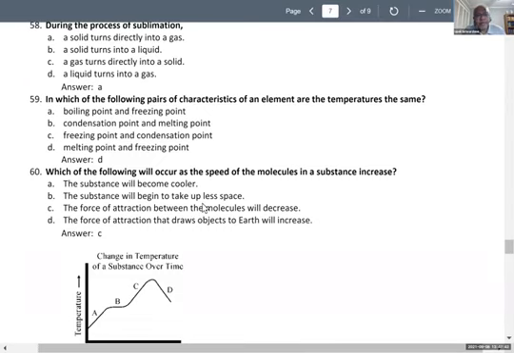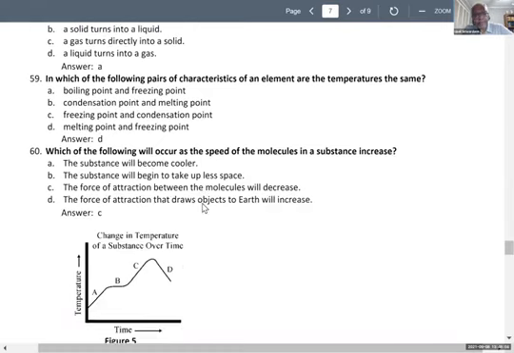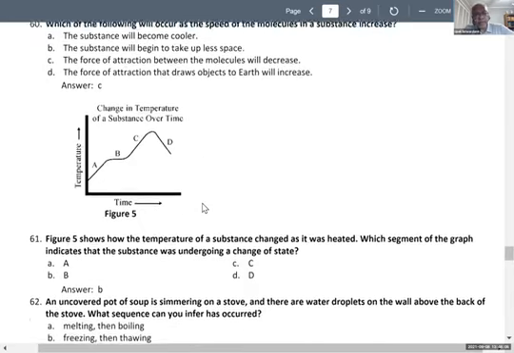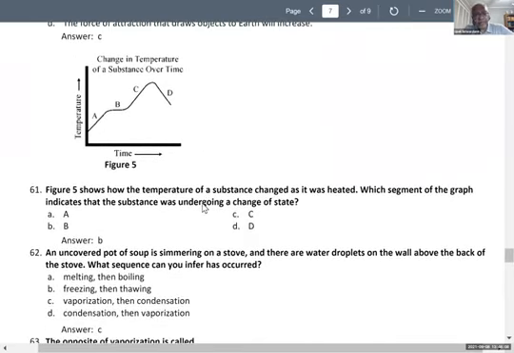You have to find out which one has the same temperature. Boiling and freezing point are different. Boiling is liquid to a gas. Freezing is solid to a liquid. So the answer is melting and freezing have the same temperature. We go to this.